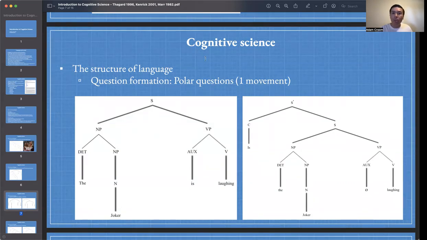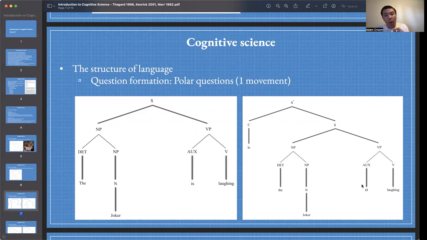The way that we form polar questions, or yes/no questions, is we apply a movement operation to the statement, okay? So we take a statement like "The Joker is laughing," and we're going to perform one movement operation to turn that statement into a polar question, okay? So here's the tree diagram for "The Joker is laughing," and notice that it's the same as this one, except for one thing, or a few things, that I added. One is that I took the "is" from the auxiliary verb position, right? Because here "laughing" is the verb, and "is" is the auxiliary verb.